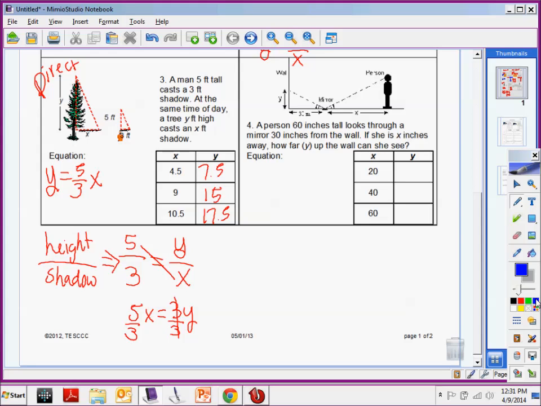All right, so the mirror exercise, the math behind this is that a person who is 60 inches tall looks through a mirror 30 inches from the wall. If she is X inches away, how far up the wall can she see? So you can find the height of the wall or the height of a building by using the mirror trick and your own height. So it works like this.